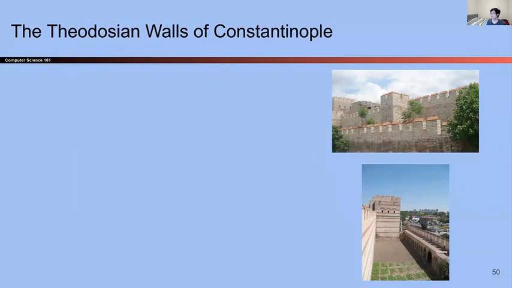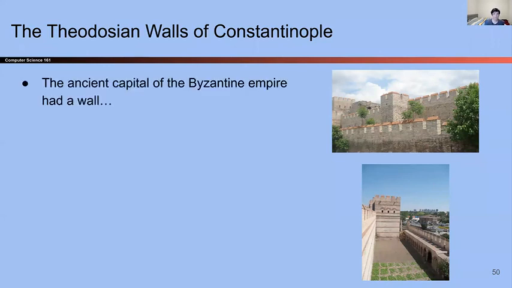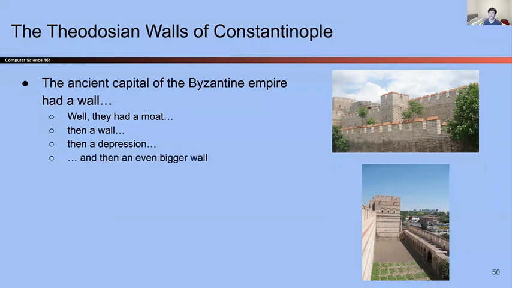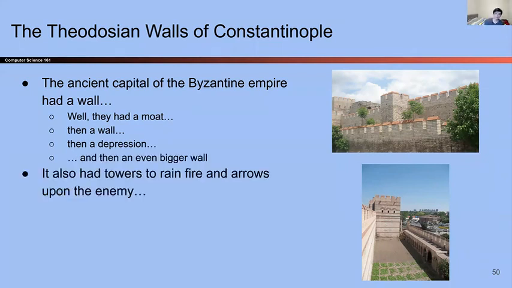Next, we're going to talk about another security principle, and we're going to start with the story of the Theodosian walls of Constantinople. So this was an empire that existed way long ago. And they had a wall, but this wall wasn't just a wall. It was actually a moat and then a wall and then a sort of depression. So like not a valley per se, but just a lowered piece of land. And then an even bigger wall. And then they had towers to rain fiery death upon the enemy.